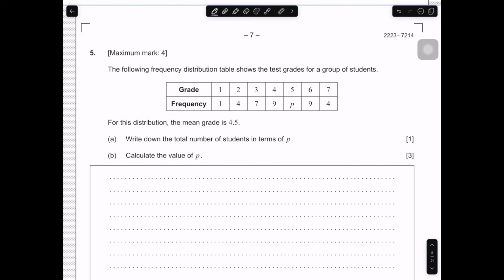Okay, question number 5. The following frequency distribution table shows the test grades for a group of students. So here we have the grade and then the number of people that were awarded that grade. For this distribution, the mean grade is 4.5. So this is the average grade of all these students is 4.5. Write down the total number of students in terms of P. So not a bad question itself, but you need to know what it's asking.